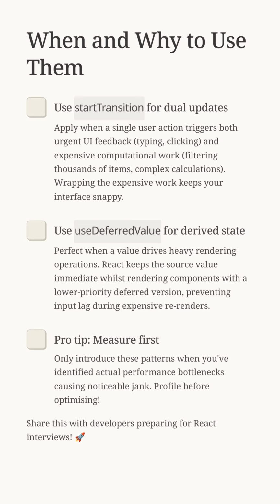So, when should you use these tools? Use startTransition when one action triggers two kinds of updates: urgent feedback like typing or clicking, plus expensive work like filtering or calculations. Use useDeferredValue when a value drives expensive rendering, such as updating large lists or complex charts. And here's a pro tip: only use them when you've identified real performance bottlenecks. Always measure first. Together, these patterns help React balance priorities, keeping apps fast, fluid, and user-friendly, even under heavy load.